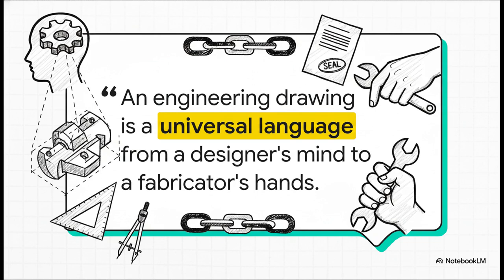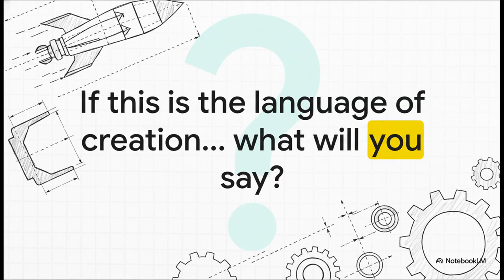An engineering drawing is, for all intents and purposes, a legal document. It's a contract that says, build this and build it exactly like this. It is the unbreakable chain that carries an idea perfectly preserved from a designer's mind to a fabricator's hands with absolutely zero room for error. When you master this language, you get the power to create. It's the foundation for literally everything, from a simple little bracket to a rocket ship that goes to Mars. So the only real question left is this. If this is the language of creation, what are you going to use it to say?